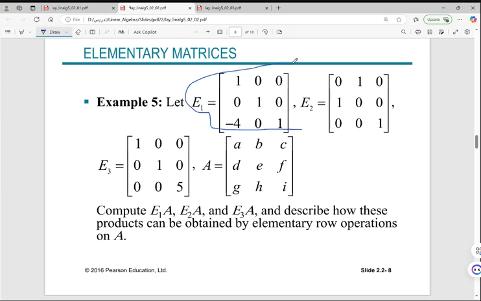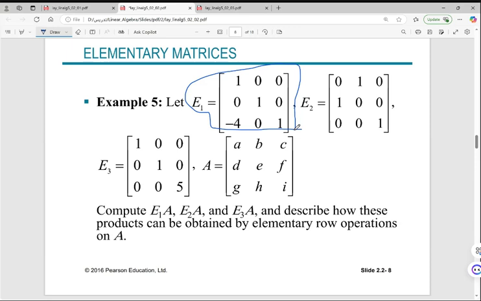Consider this matrix E1. Is it elementary or not? Elementary. Why is it elementary? Because maybe here there is a -4 and we can change it to the identity by making -4 into 0. So it's elementary.